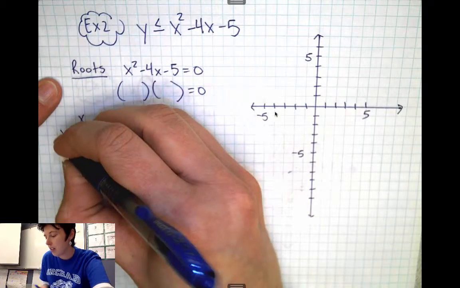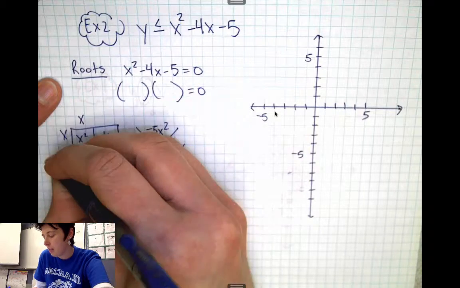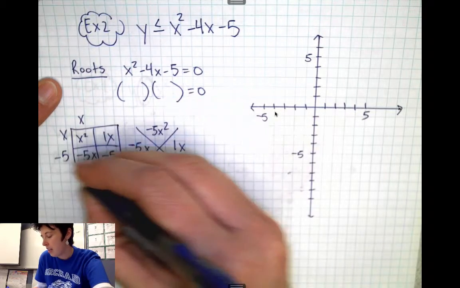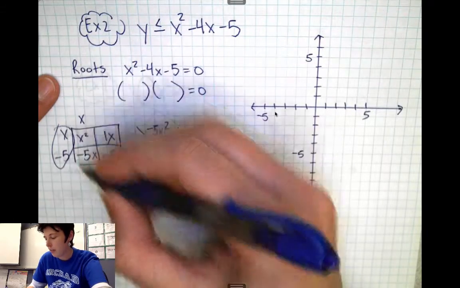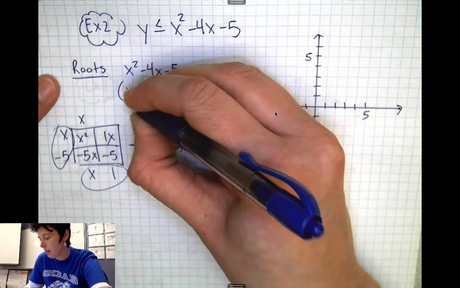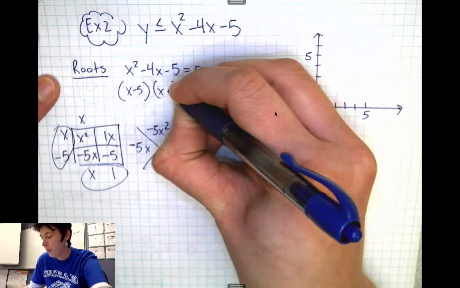So x times x is x squared. X times negative 5 is negative 5x. And negative 5 times 1 is negative 5. So here we go. X minus 5, x plus 1.